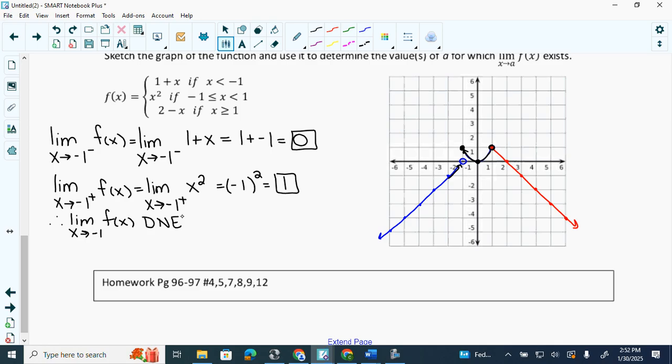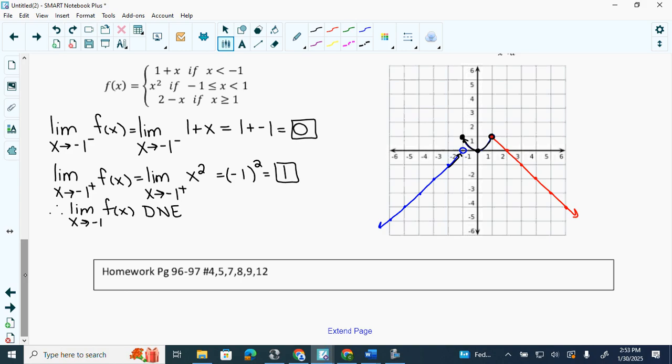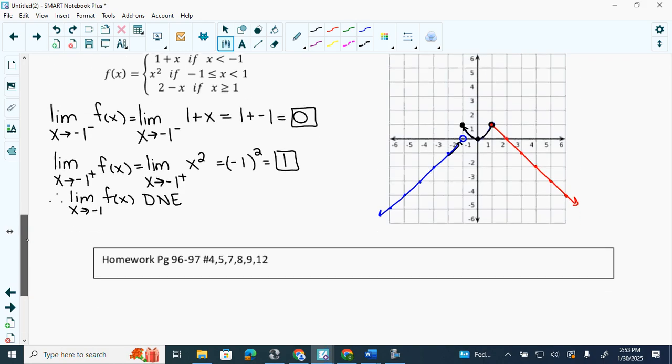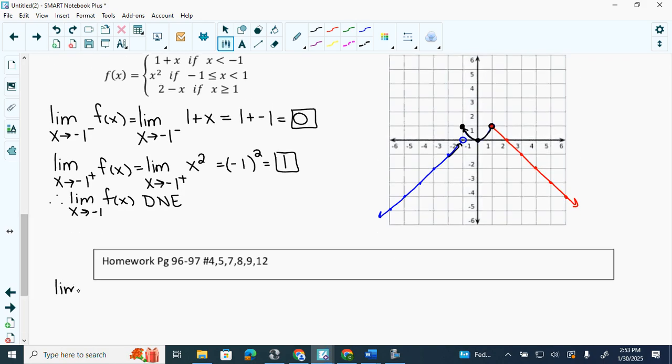The next one, I can see that they're both actually approaching the same thing from the left and right, so the limit will exist because I have a graph that shows me that, but we have to show it algebraically. So we're going to go the limit as x approaches 1 from the left. Which one are we going to use for the left? A less than 1 equation, right? Which one has less than 1 in it? This one has x is less than 1.